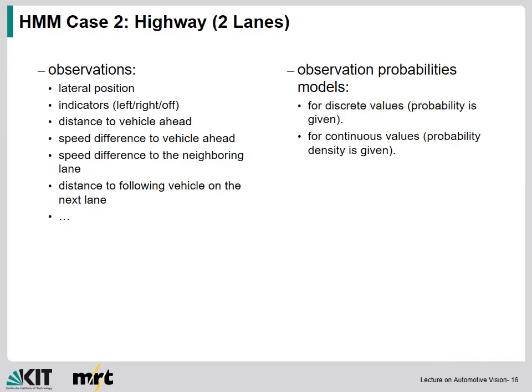So one case of discrete observation values, for those cases we have to provide probabilities, observation probabilities. And for the continuous values we have to provide probability density functions to model the relationship between state and observation. Let's do that for some examples.